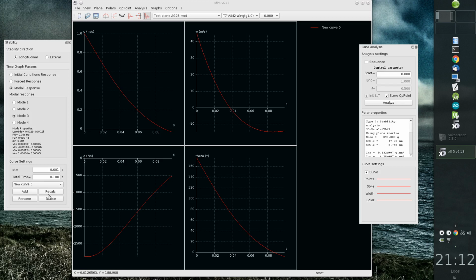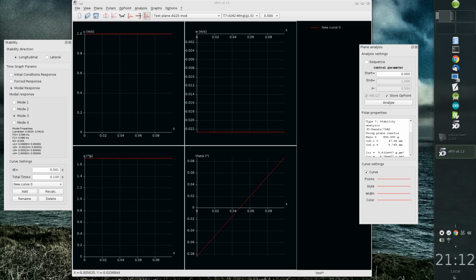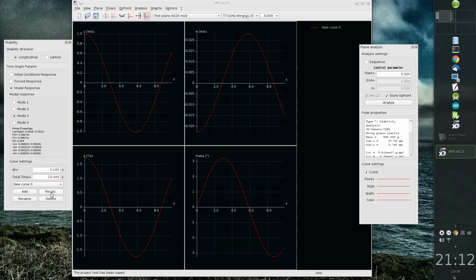Let's look at mode 3 and recalc here. Well, it's a slow mode, so in the time between 0 and 0.1 second, it doesn't change much. We need to plot it on a bigger scale, so for 10 seconds, but by increments of 0.1 second should be enough. Let's recalc the curve, and this is the phugoid mode. We see that the perturbation to the horizontal speed in plane axis fluctuates by plus or minus 1 meter per second. This is the normalization, it's been normalized to 1.